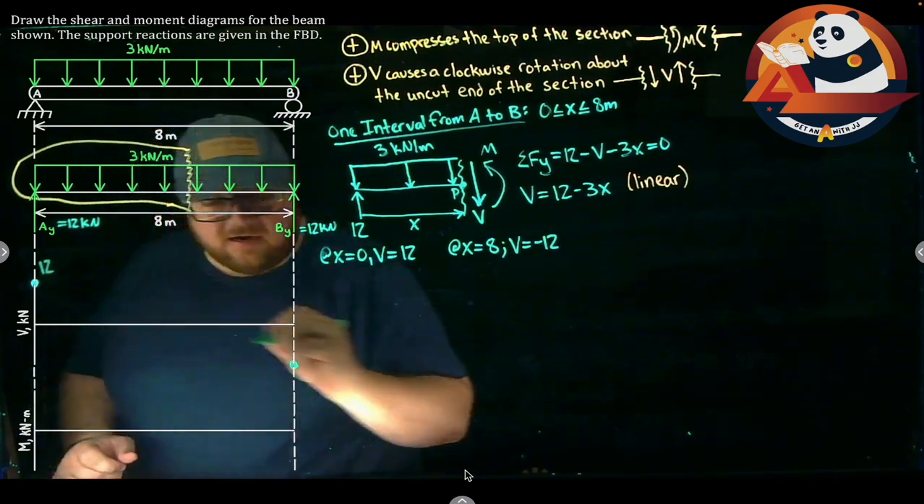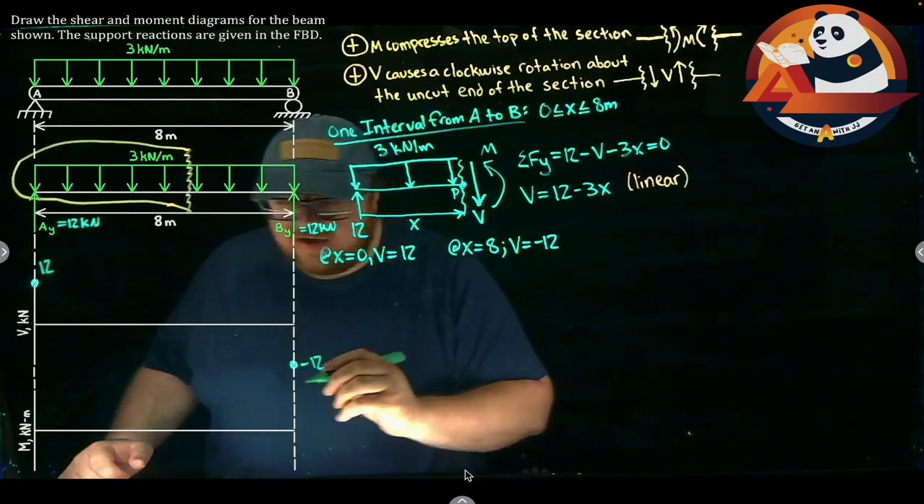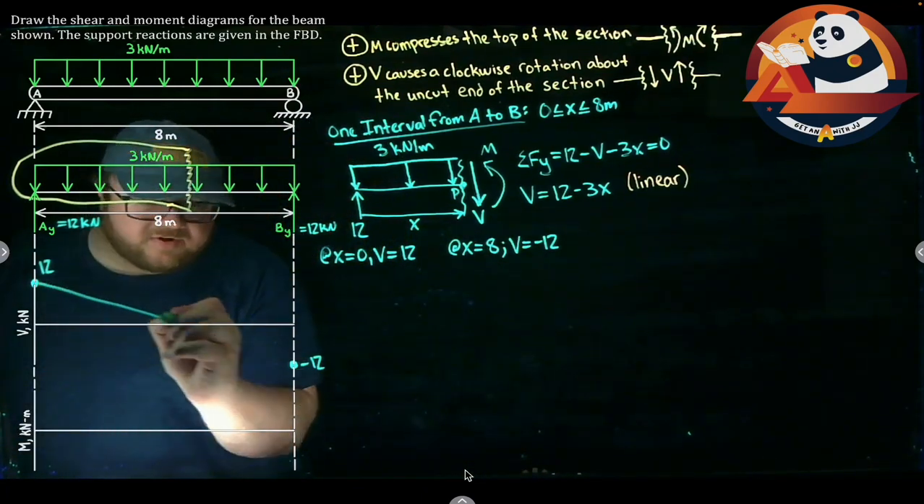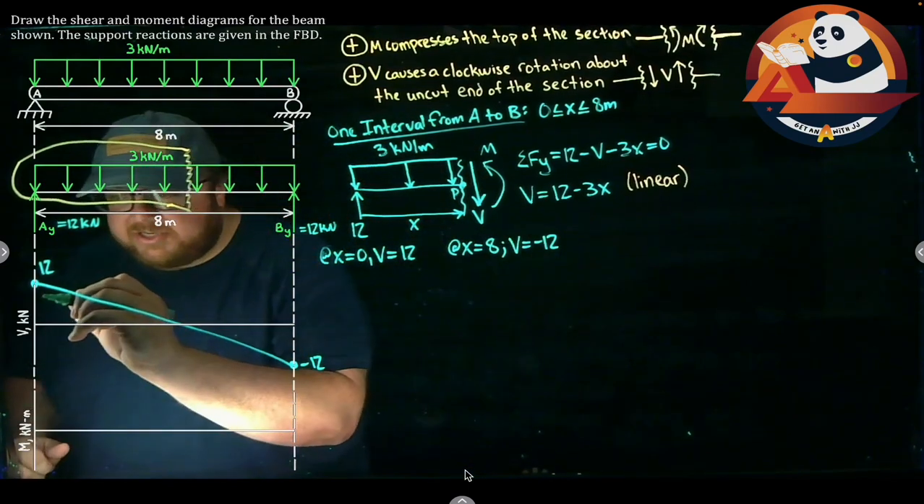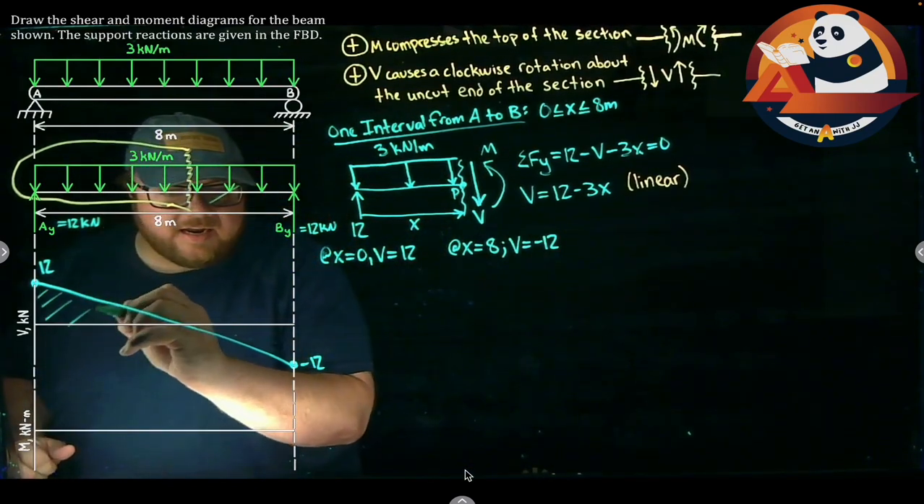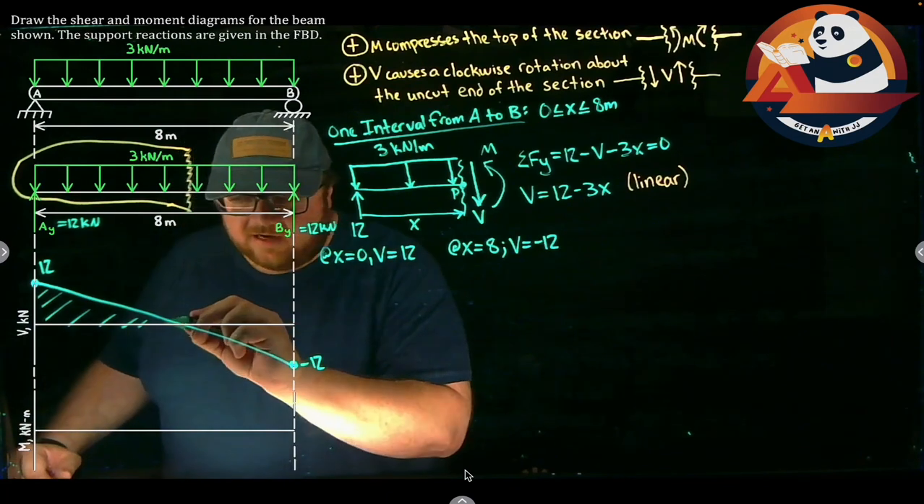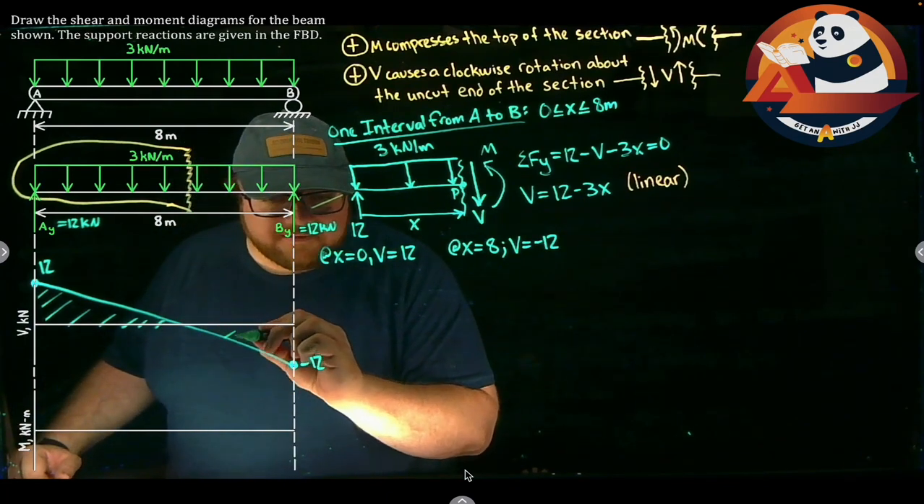Labeling those 12, negative 12. And it's a linear plot, so it's just a straight line to connect the 2 points. That is my entire shear diagram. And I can shade that in just to make it look nice. It's easier to read if it's been shaded in.